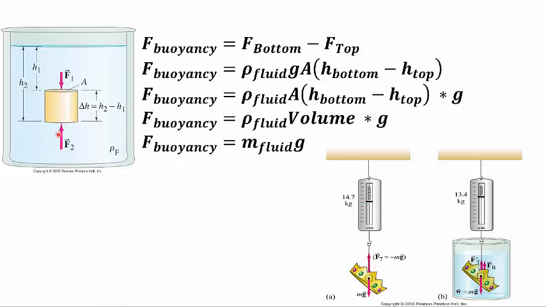Objects sink in fluids not because they're not buoyant, but simply because the buoyant force acting on them is less than the gravitational force acting on them. The net force on the object is then the difference between the buoyant force and the gravitational force.